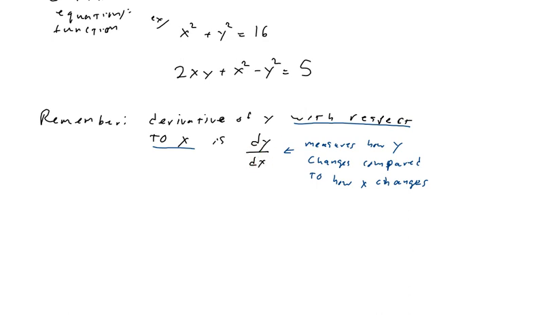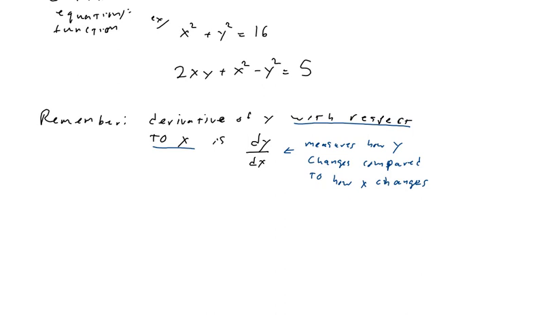There can be other derivatives. You can take the derivative of area with respect to radius. You can take the derivative of speed with respect to time. You can take the derivative of lots of things. But generally, when we say derivative, we mean dy over dx. The change in y over the change in x. How y changes compared to how x changes. Is y increasing as x increases? Is y decreasing as x increases? How much does y change as x changes?